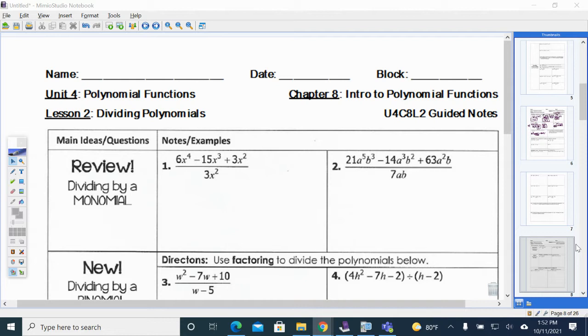And so in example number 1, it says 6x to the 4th minus 15x cubed plus 3x squared is being divided by 3x squared. So just as a reminder, all we're doing here is taking each term in the numerator and dividing it by the 3x squared that's in the denominator.